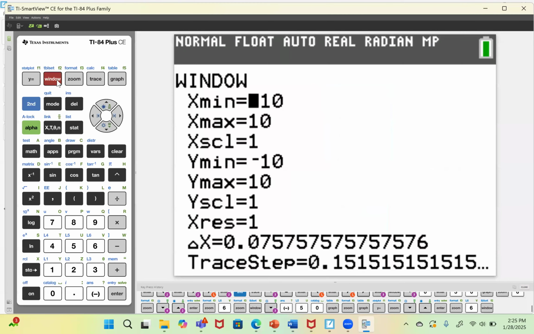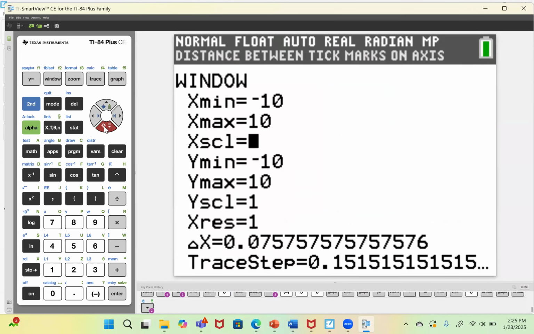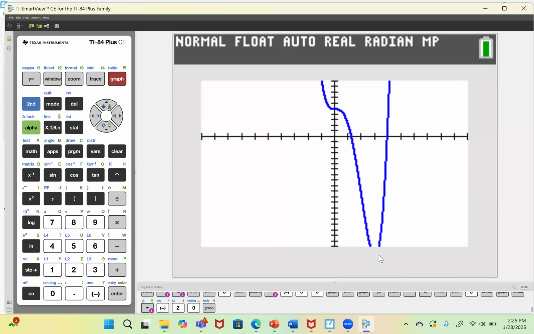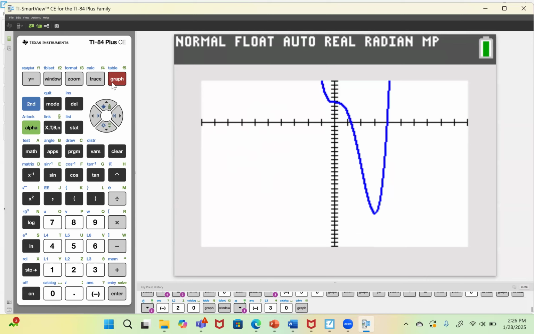So I'm going to go to window, and I need my graph to be lower. I need to see more y values as we go down, which means I need to make the y min a more negative number. So I'm going to change it to like -20 and then hit graph. It went down, but I still can't see the lowest point. So I'll go back to window and change it to like -30. You can do more extreme, like -50, but I want to be able to see the lowest point on the function.